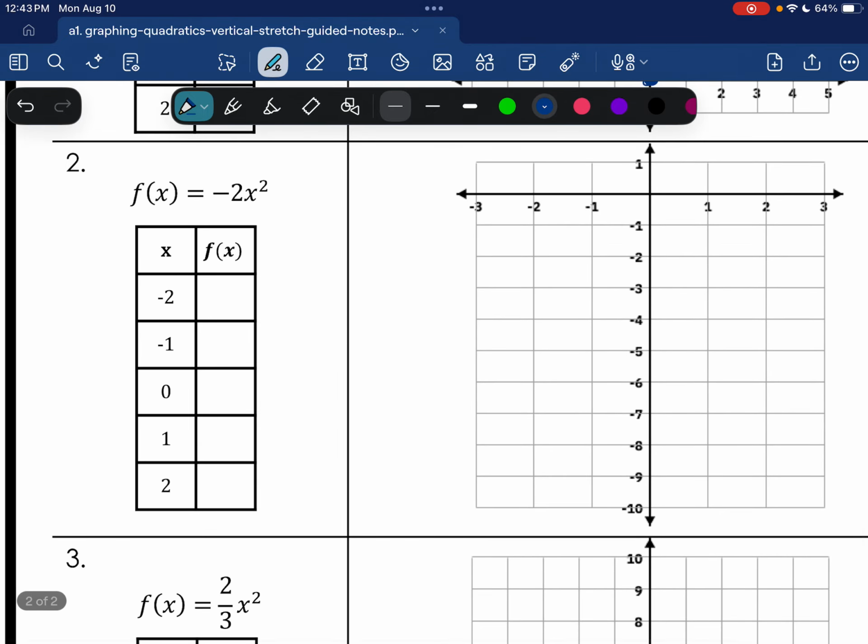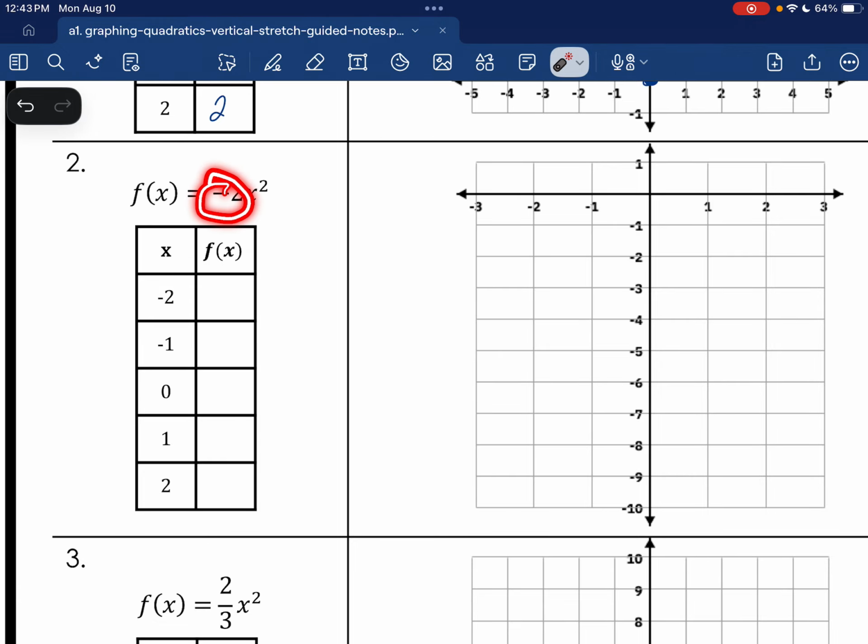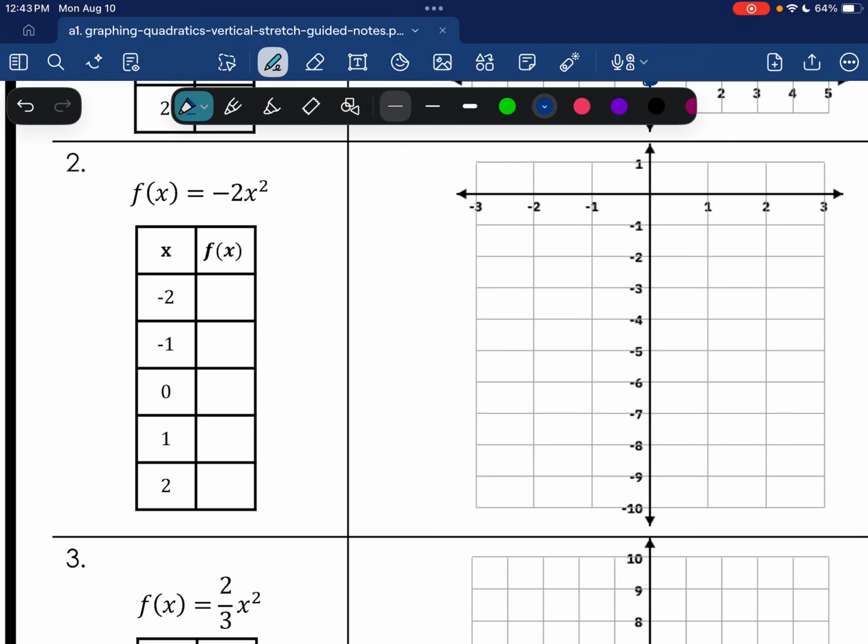But it looks like it's going left 2, down 8. And right 2, down 8. And then left 1, down 2. So it looks like our y values are just twice as high as they were before. And they're also negative. And see how I'm connecting kind of like 2 at a time. So I have a better looking graph there. All right, last one.